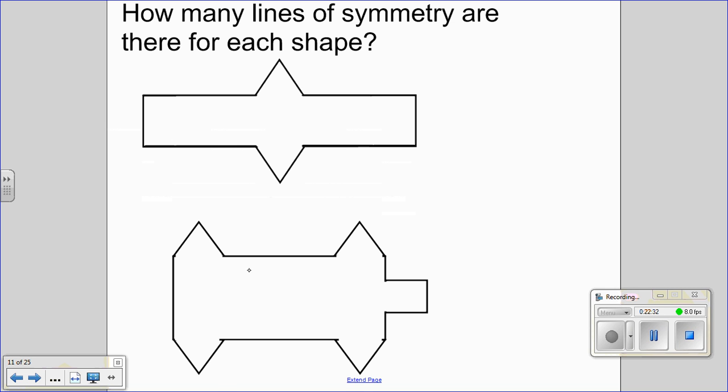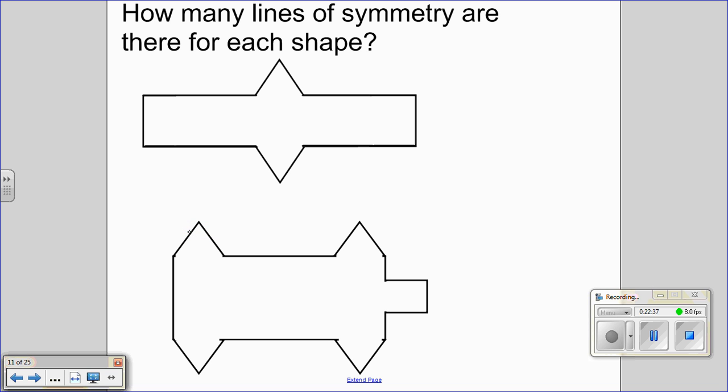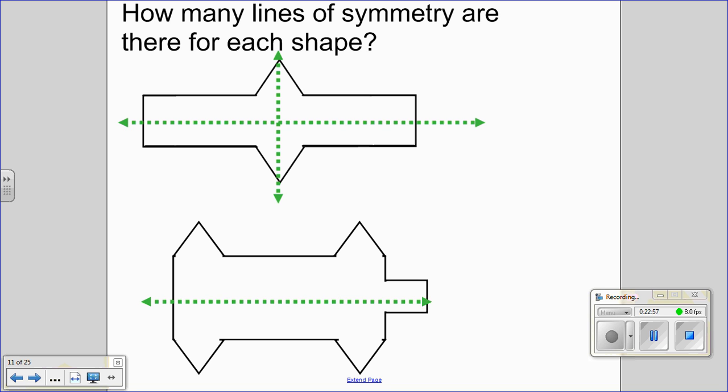How many lines of symmetry does each picture or figure have? Well, this first one, you have a line of symmetry that cuts it horizontally. So that's 1. And another one that cuts it vertically down the middle. So that's 2. So that one only has 2. The one on the bottom, you can only cut it straight across horizontally. Imagine that line is directly in the middle, and that's the only cut that could be made, or fold. So that's only 1.